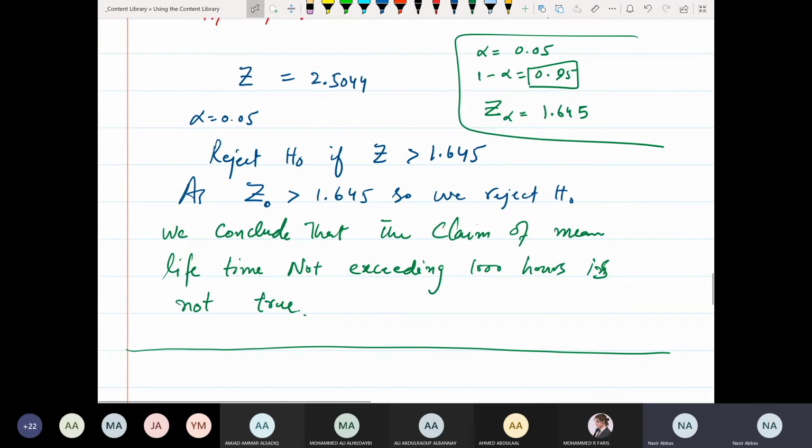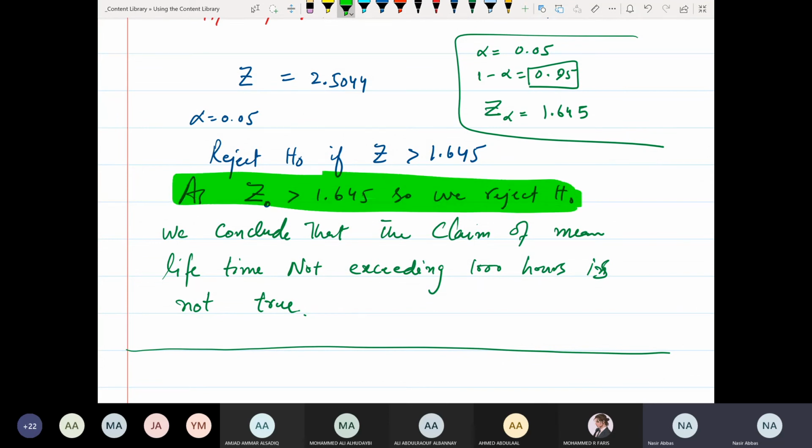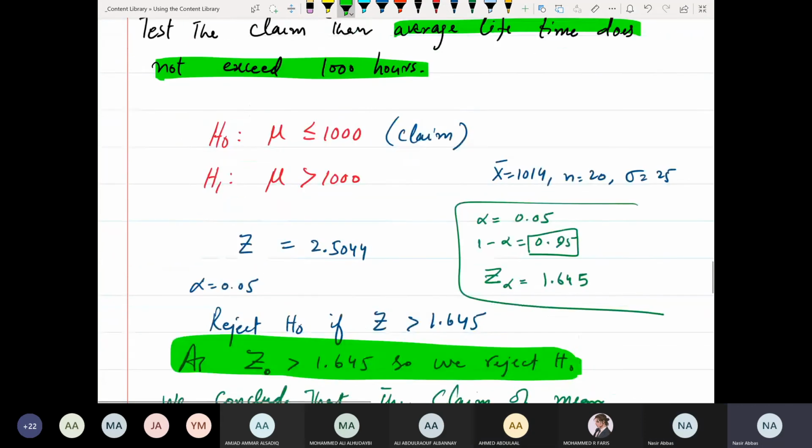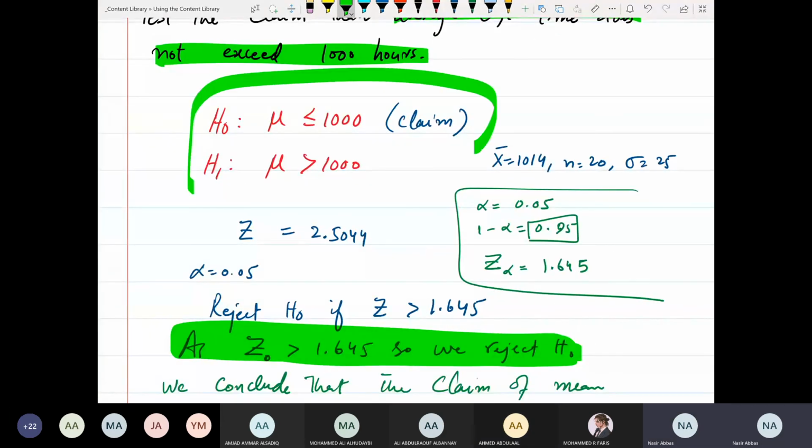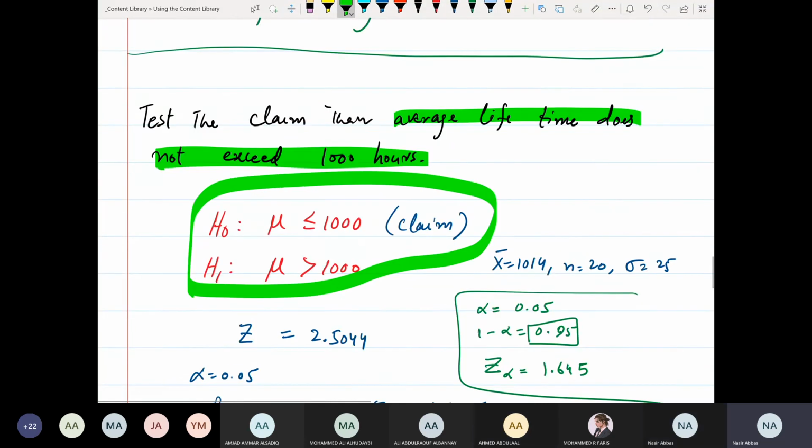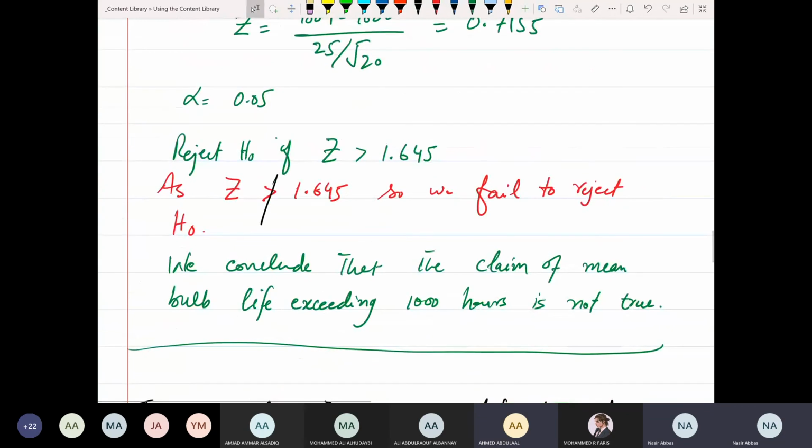Go back here. In the previous question, what was your decision? As Z naught is this, we reject H naught. Did you go with H naught or H1? H1. Go back. Is H1 your claim or not? No, so you go against the claim.